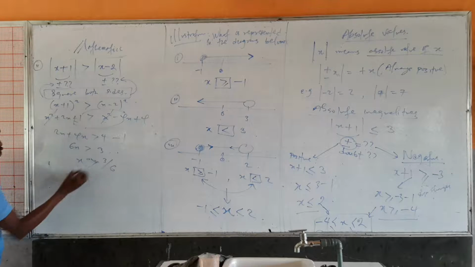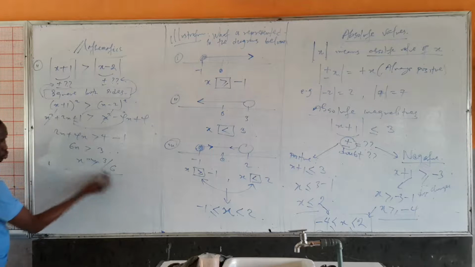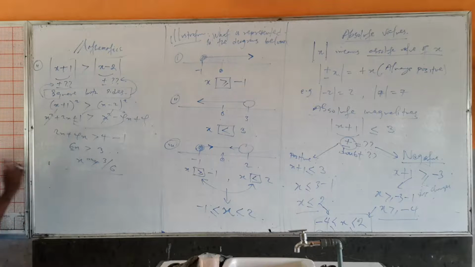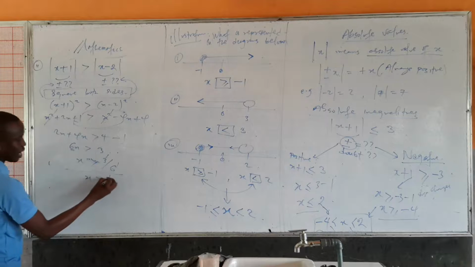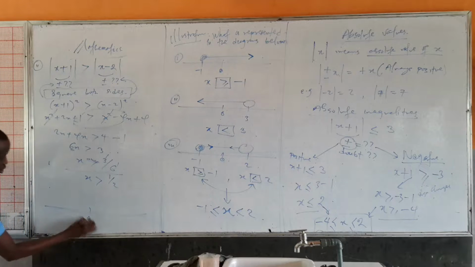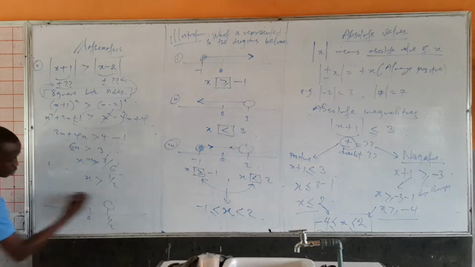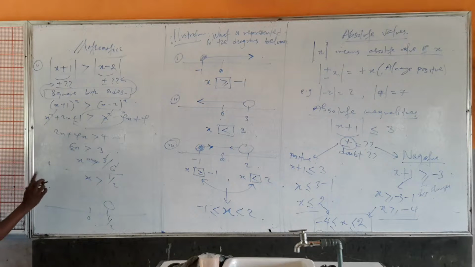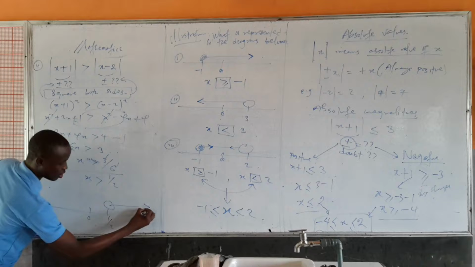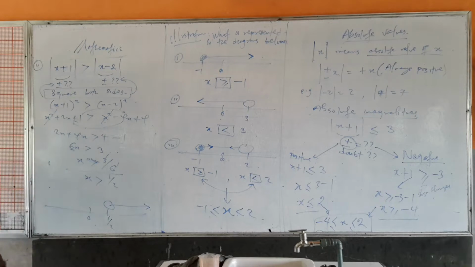You can see that the sign does not change. Why is the sign not changing? Because I did not divide by a negative number. So 3 over 6 gives x is greater than half. Representing it on the number line, this is 0, this is half. I'm not shading the circle. Why? Because it's just greater than and not equal to. And where will the arrow face? It will face the same direction as the arrowhead.